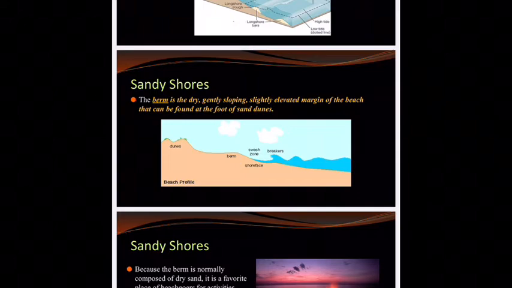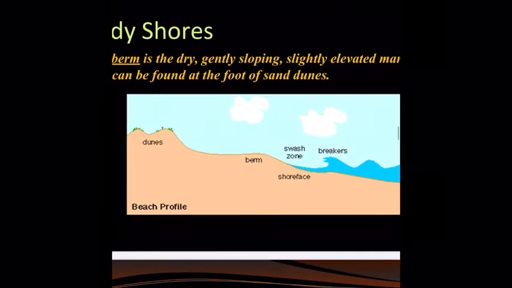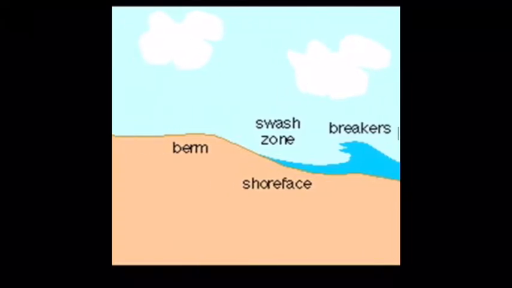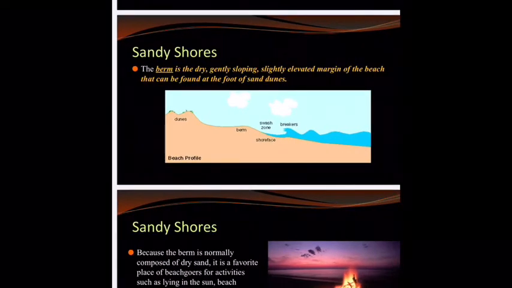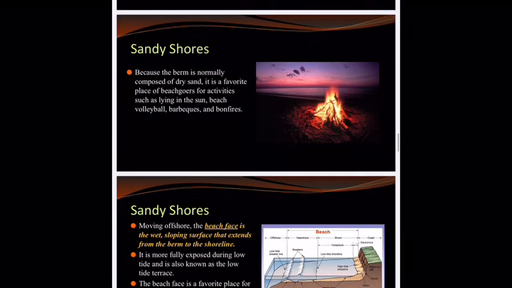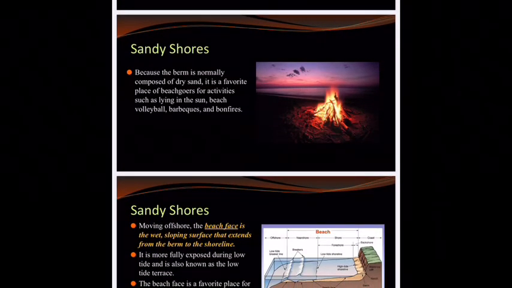What I always like to remember is you've got the dunes at the top, and then the berm here, and then you have where the water is going to be hitting. Okay? The berm is usually where you're going to go and play at the beach. You're going to lie in the sun, play volleyball, have barbecues, have a bonfire, play frisbee, whatever. That is where you are going to be in the berm.